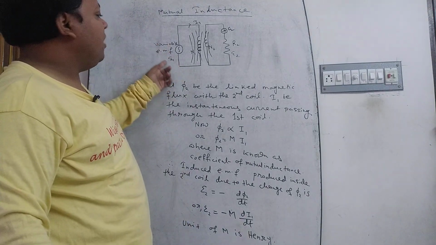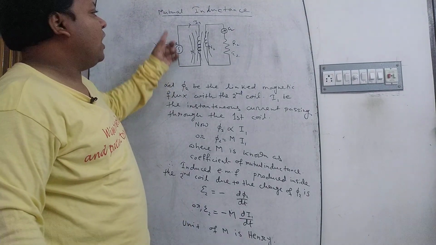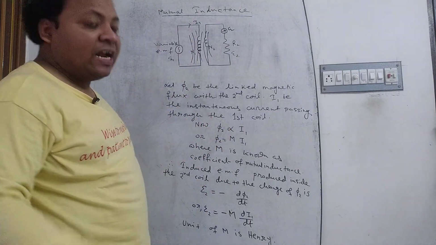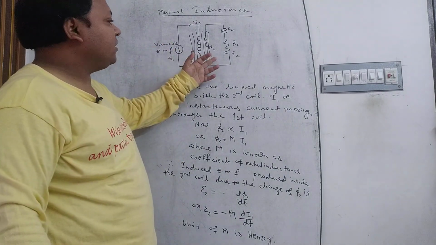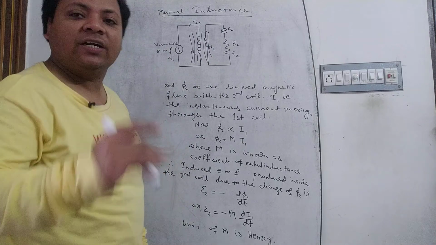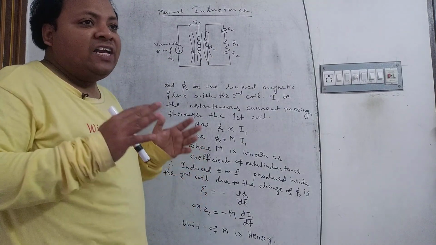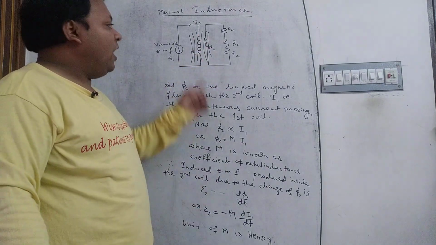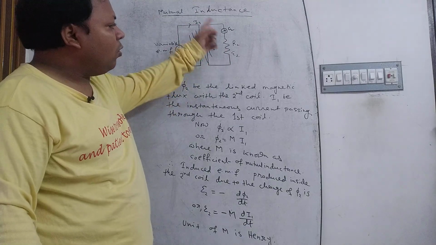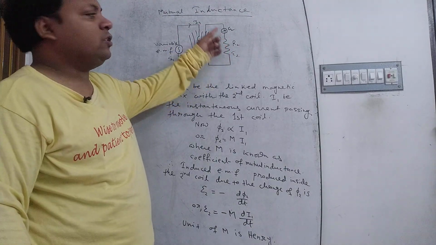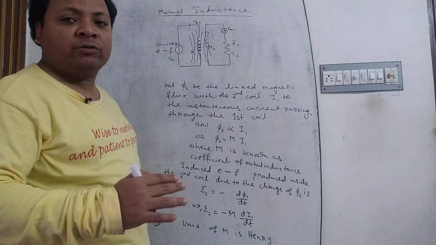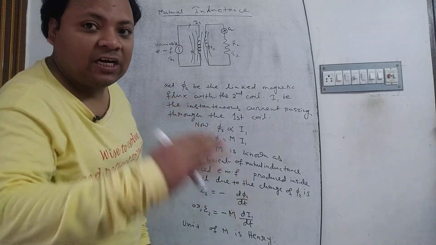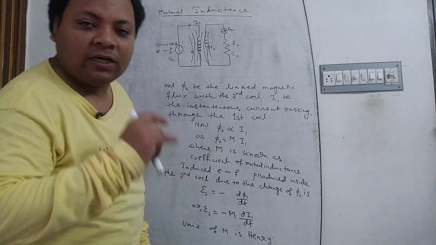Now, due to the variable EMF in the first coil, the current passing through the first coil also varies with time. That's why the linked magnetic flux with the second coil also varies with time. Therefore, an induced EMF is generated in the second coil. Therefore, through the second coil and through the RL load resistance or the galvanometer, an induced current passes. This phenomenon is known as mutual inductance.